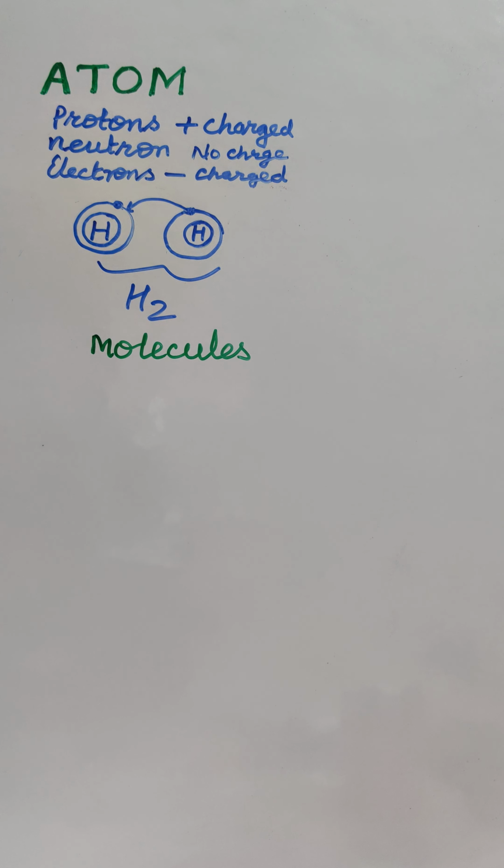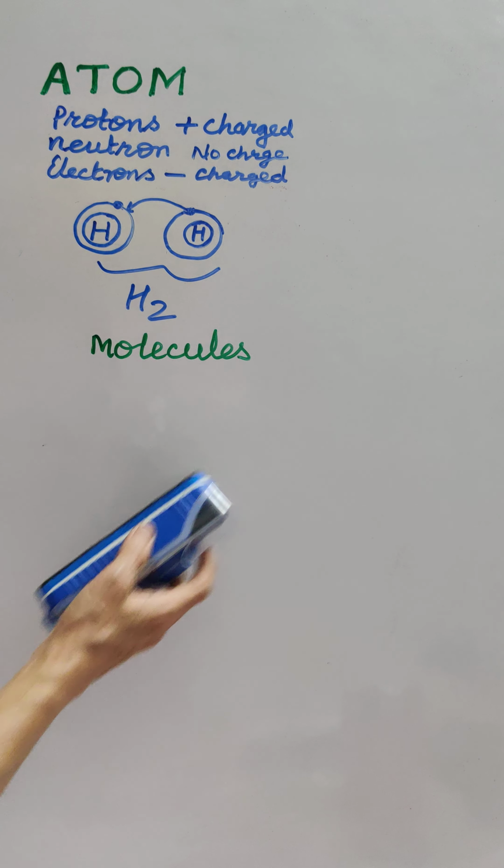Atoms bond together to attain stability and sustainability. Then they are called molecules. Ions. Now we shall study about the ions. What are ions?